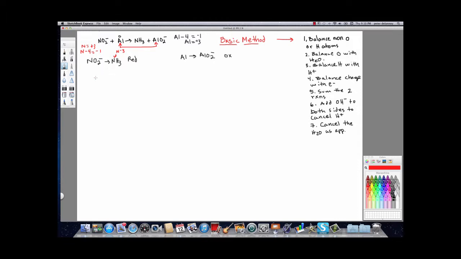So I'm going to start with the reduction, and step 1 is to balance the non-O and non-H atoms. So that means we're looking at the nitrogens here, and they're fine. They're 1 to 1. So I'm going to rewrite my equation here. And the next step is to balance the oxygens using H2O, and we've got 2 oxygens on the left side, so we're going to need to put 2 H2Os here. All right, and the next step is to balance the hydrogens. Notice that on the right side of the equation there are now a total of 7 hydrogens. I'm going to write that down. 7 hydrogens. So what we're going to do is add 7 H pluses to the left side of the equation.